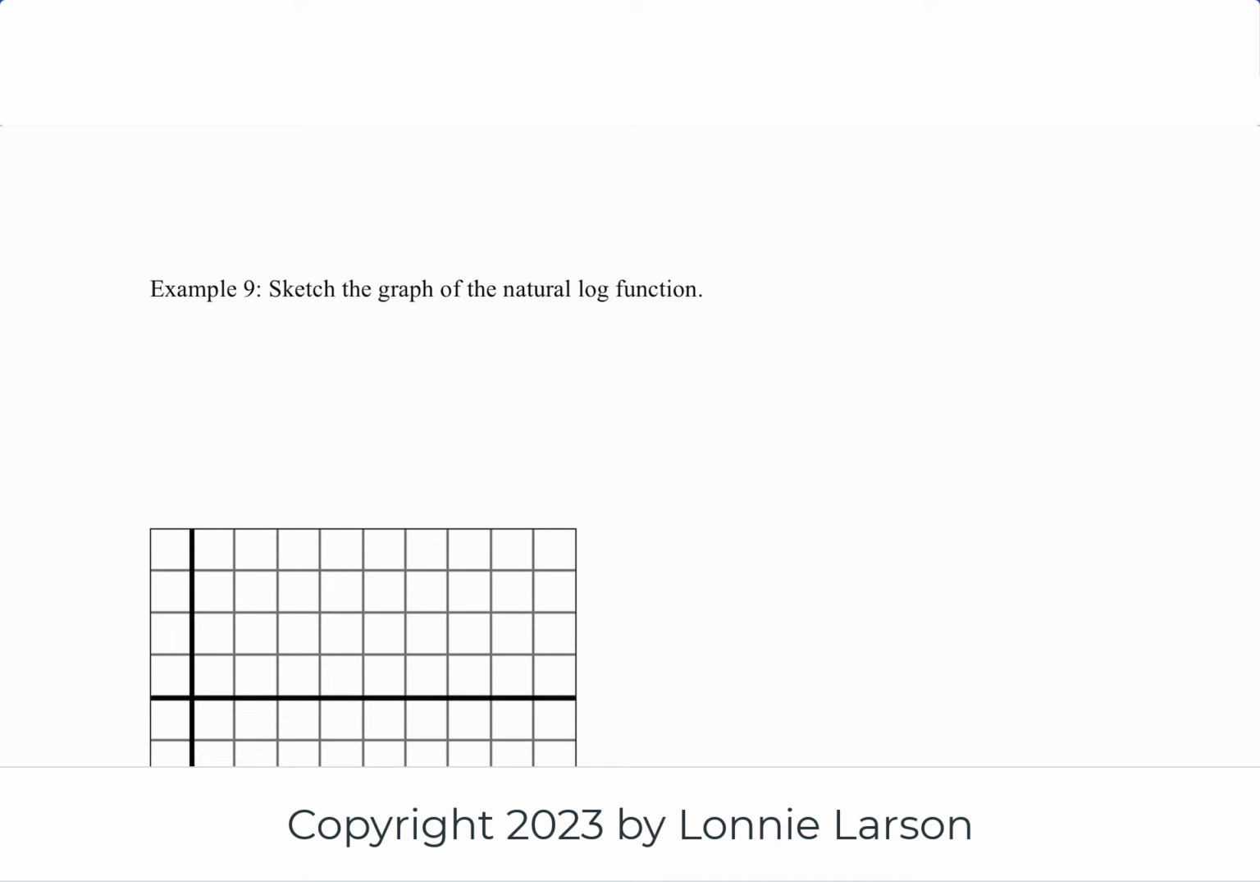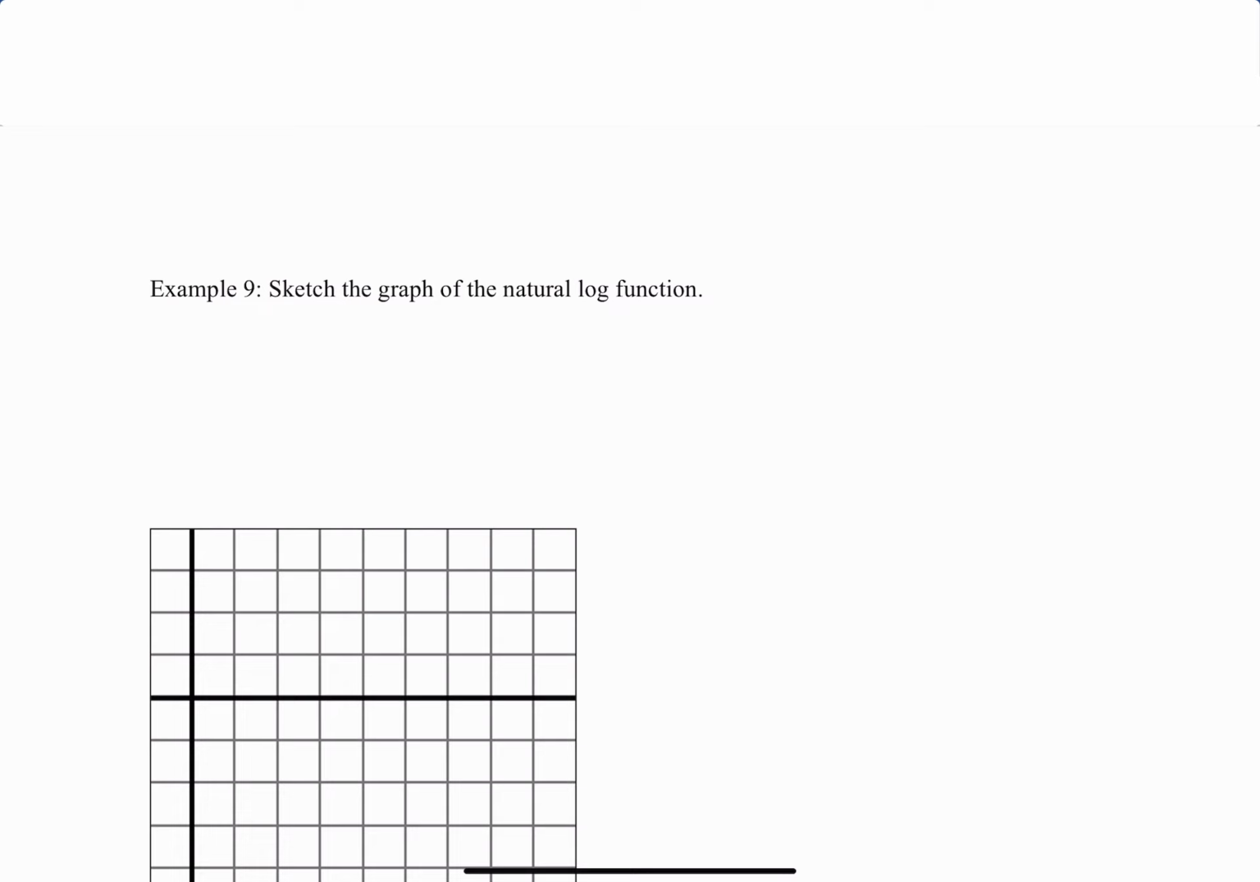Welcome back. Let's try graphing the natural log function. First of all, we know what to expect, right? It should look like any other log graph where the y-axis is a vertical asymptote. It goes through 1 on the x-axis, and it's shaped basically like that, climbing steeply at first and not as steeply later on.